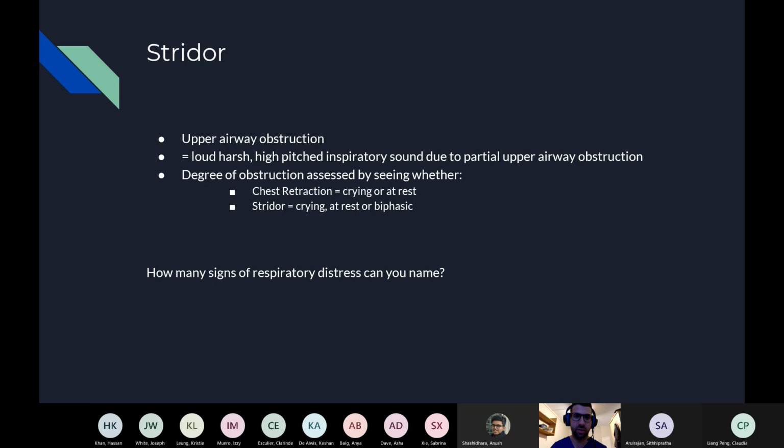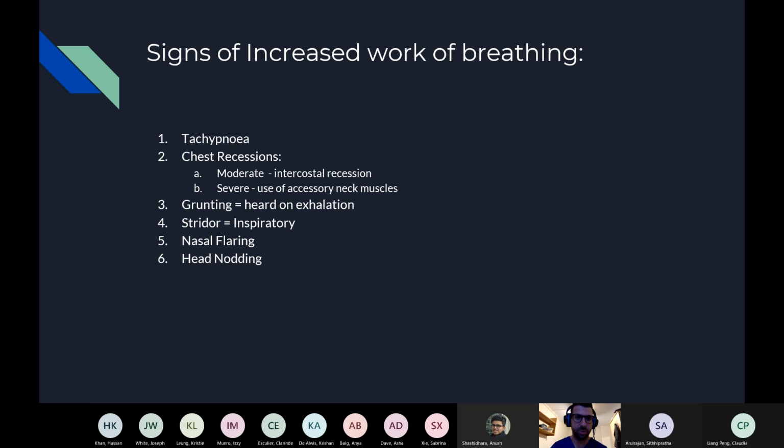And we talked about the signs of respiratory distress already, but these are them again. Grunting, which is hard exhalation, and stridor, which is different. Stridor is inspiratory. Grunting is when they're breathing out, and stridor is when they're breathing in. Nasal flaring is what we talked about, and head nodding when they're feeding, and obviously tachypnea if they have an increased respiratory rate. These are all the things to look out for with increased work of breathing.